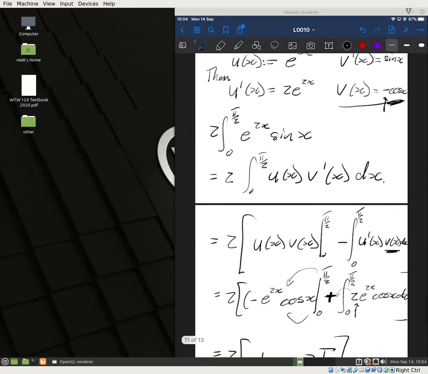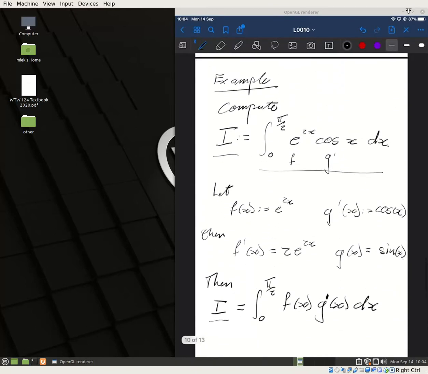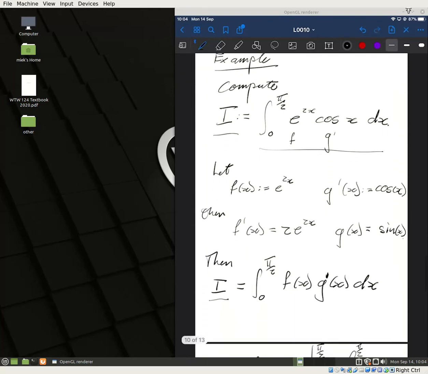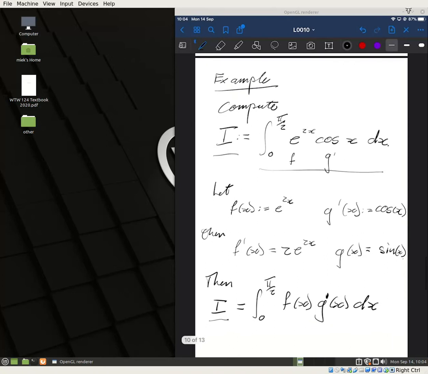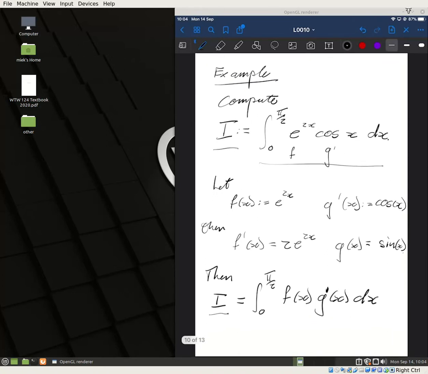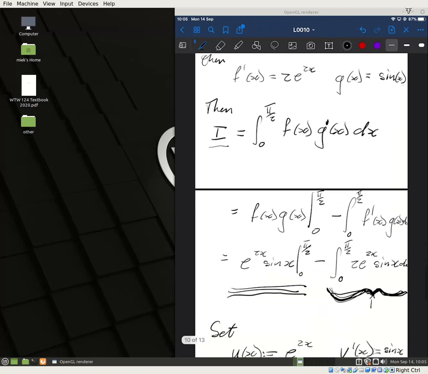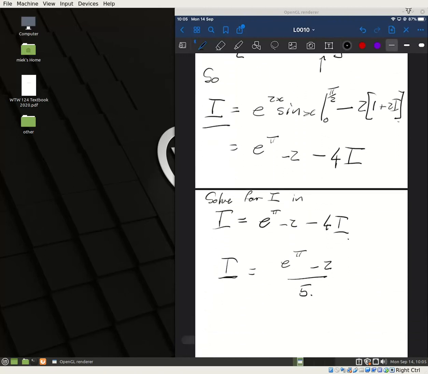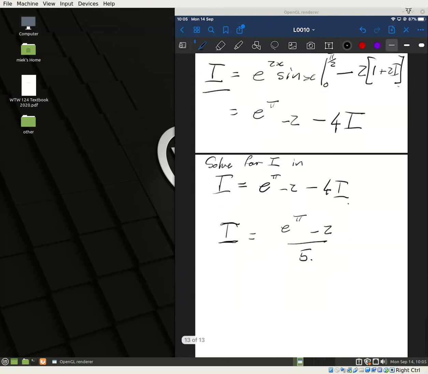So what was the main feature here in this example? We saw here that by applying integration by parts twice, we could set up an equation involving I. And finally, we then solve for I in that equation, and that gives us then the value of the integral that we are looking for.